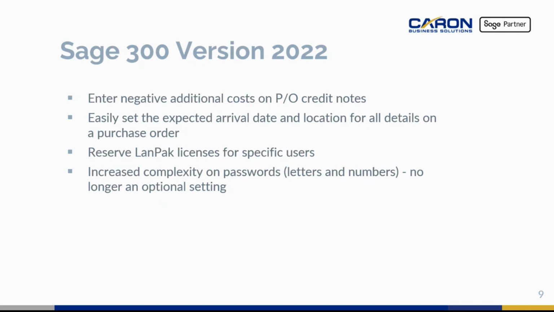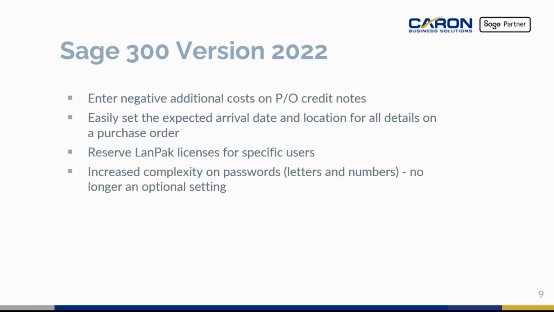So we usually set PW Web up as a reserved LAN pack user. That way that user will always have access to Sage, and you won't run into issues when you've got 5 licenses and all 5 are being used, and PW Web will be able to log in. So we like to promote this feature as something that'll help you manage your license count as well.